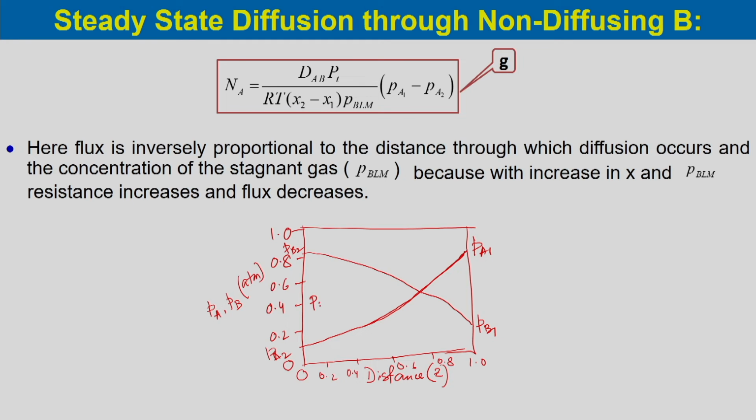So Pt is the total pressure, which is equal to partial pressure of A plus partial pressure of B. This is the variation of Pa and this is the variation of partial pressure of component B. So, A is diffusing in this direction. So, this is the partial pressure distribution of A in non-diffusing B.